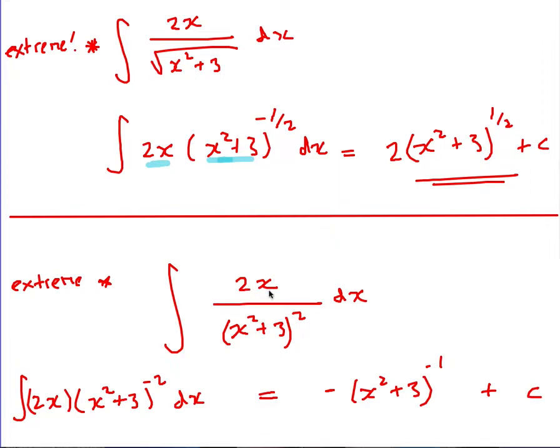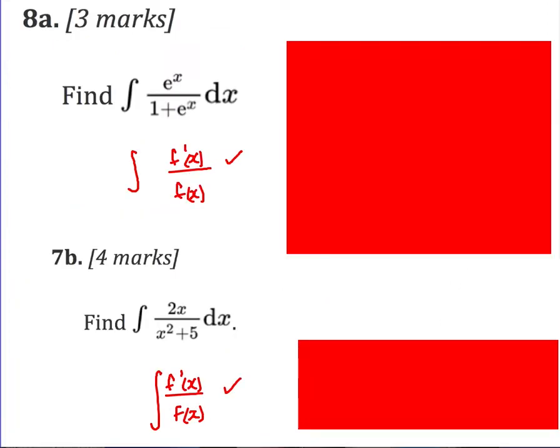Again, the last one, same sort of idea. We've got 2x on the top, (x squared plus 3) all squared on the bottom. Again, I rewrite it like this: 2x and then (x squared plus 3) to the minus 2. Again, my guess is I'm going to increase the power by 1, divide by the new power, and then if I differentiate this particular function, I'm going to get back to this one. So all you need to do is work out the constant. Okay, so we finally got there.